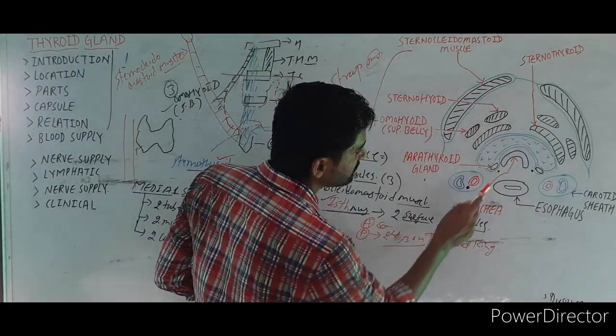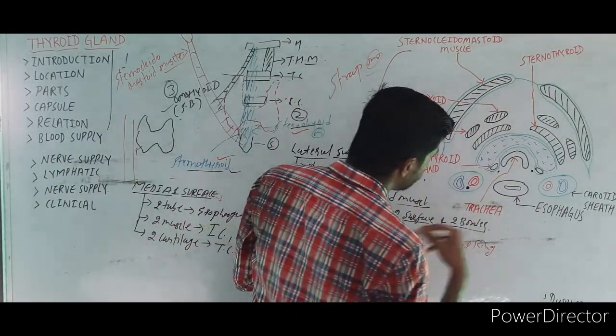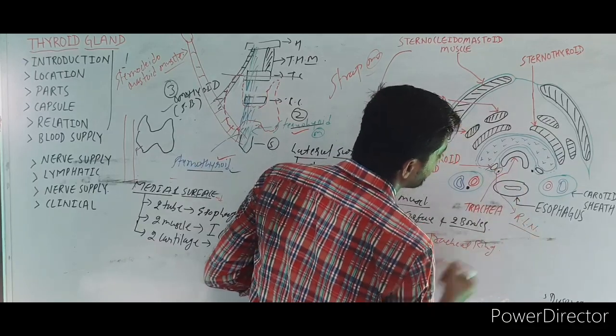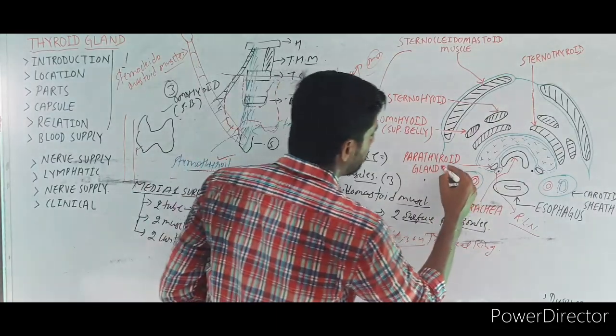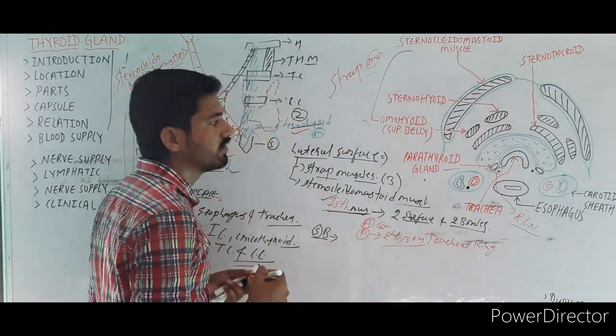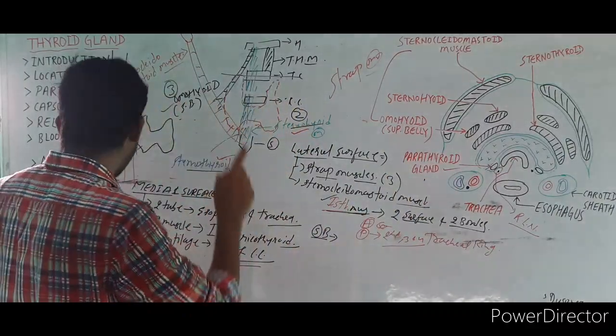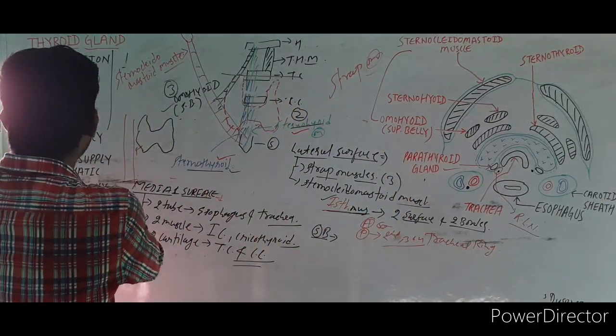And what is this black dot? This is the recurrent laryngeal nerve. And this is the parathyroid gland, right? So it's also present on the posterior surface. Okay, so these all are the relations of the thyroid gland, and that has been over, right?